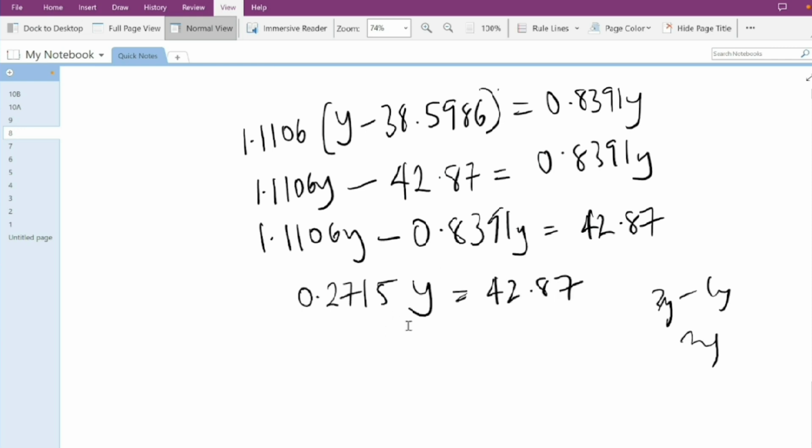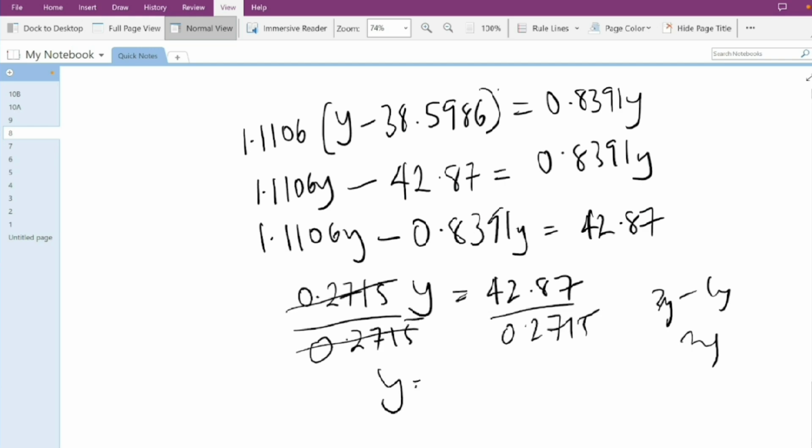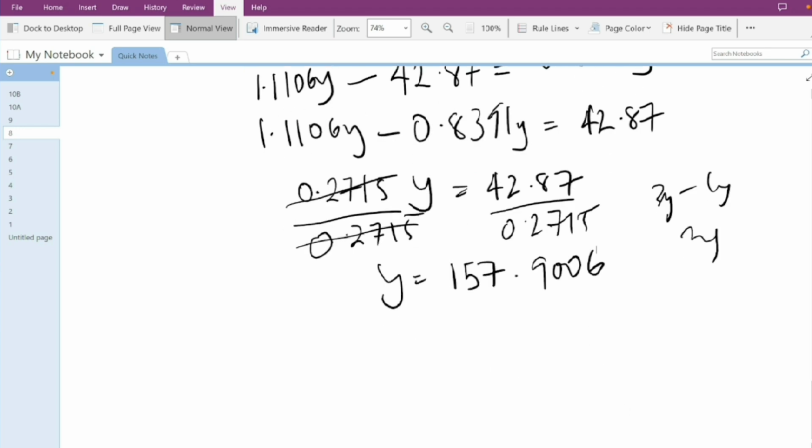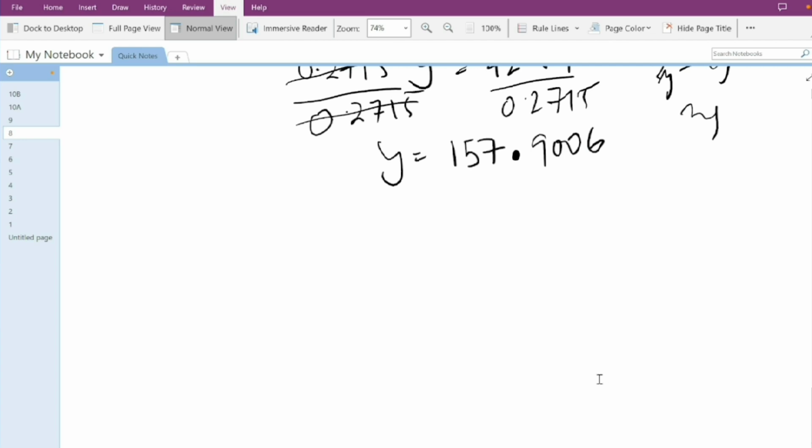42.87. Since we're looking for our y, we divide both sides by 0.2715. This cancels this. Y is equals to 42.87 divided by 0.2715 will give you 157.9006. And going back to the question, remember the question says your answer should be in one decimal place. So we have it as y equals 157.9, because this is not up to 5.